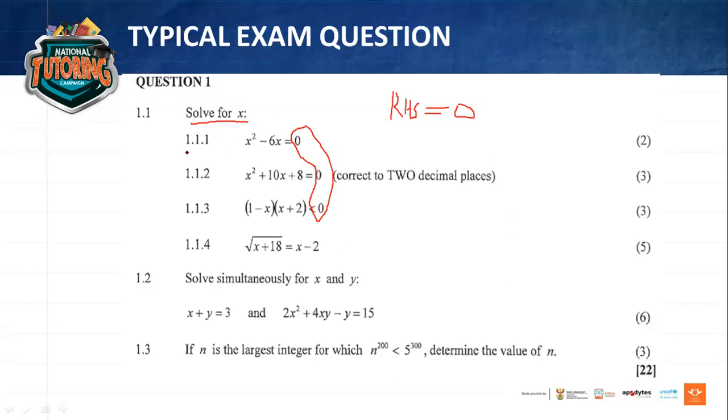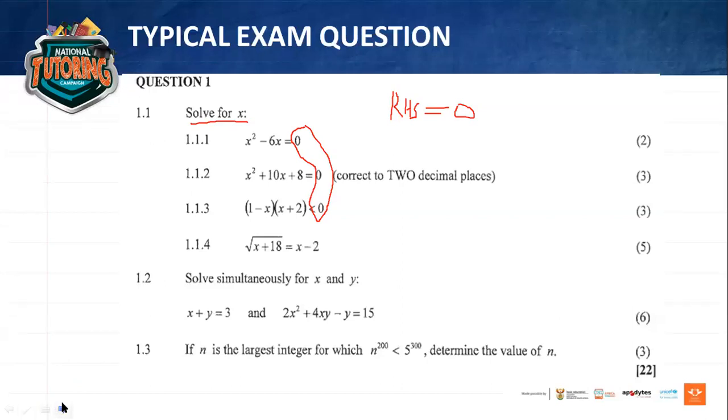So now we are going to look at 1.1. In 1.1, they say x squared minus 6x is equal to 0. When you have a binomial like this one, you have to check what type of binomial is given to you. If it's given in this way, you take out a common factor. That's the first thing that you do. You look out for a common factor. That's part of factorization.